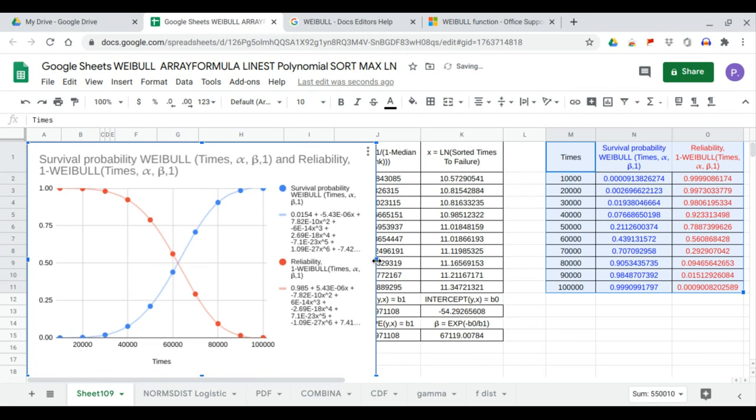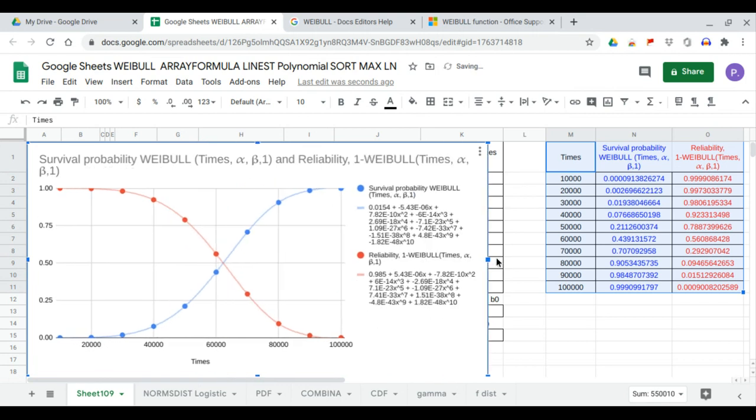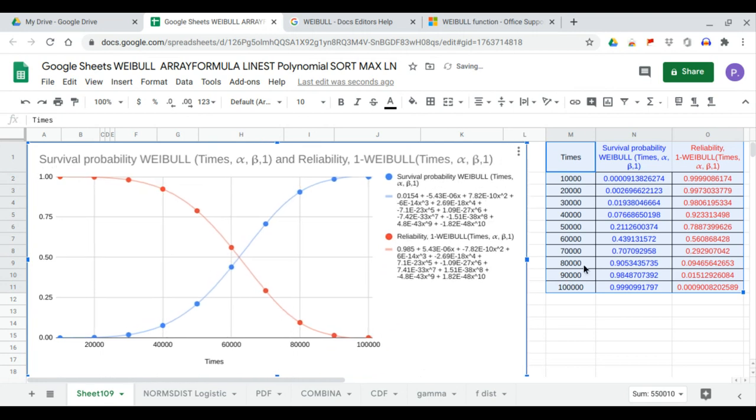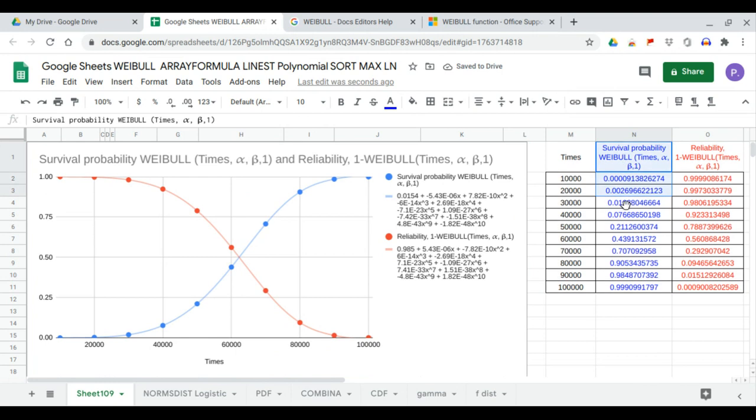So here we have the trend line and the trend line equation of the Weibull function showing the survival probability in blue and the reliability in red. This completes the use of array formula, LINEST, polynomial, sort, maximum and ln functions to generate the dataset of the Weibull.